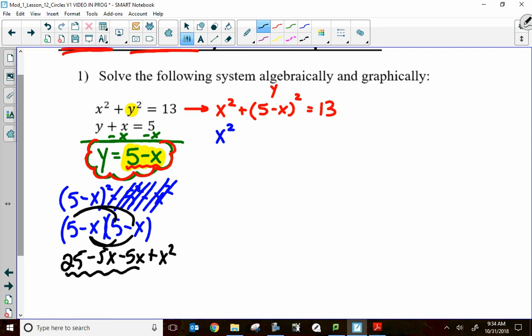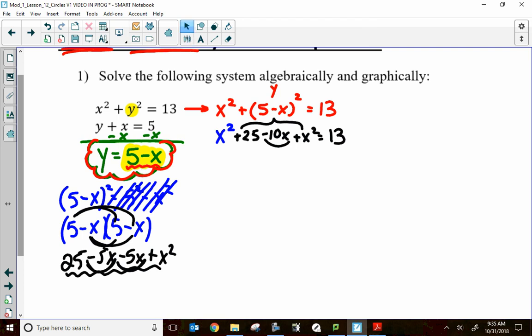This expression is going in place for this right here. So we have a positive 25 minus 10x because I'm taking minus 5x and minus 5x. That gives me my minus 10x. Plus x squared equals 13. So let's clean this up.